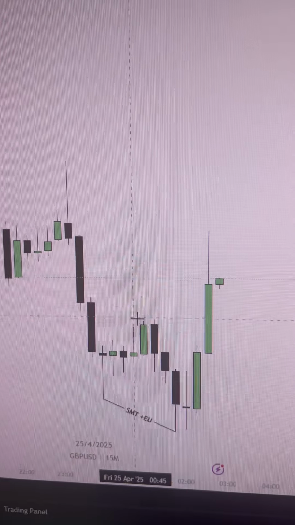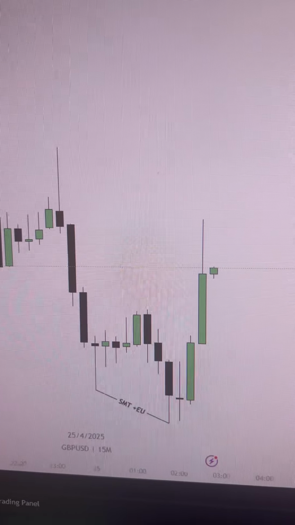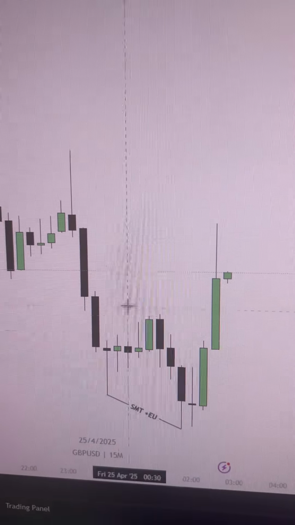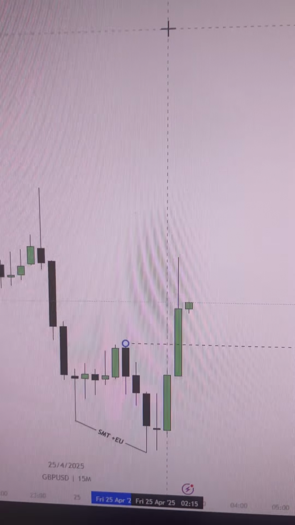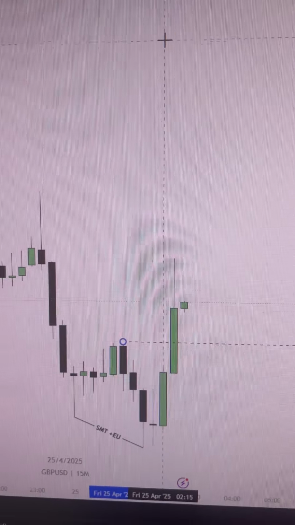But in this case, we see there is a break of market structure at this level, which is trying to tell us that there is a tendency that price is going to retrace back into the range. Moreover, today is Friday. We're expecting price to come back into the range.